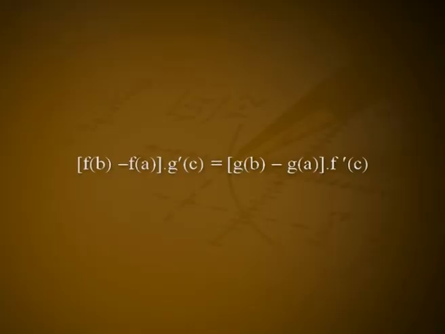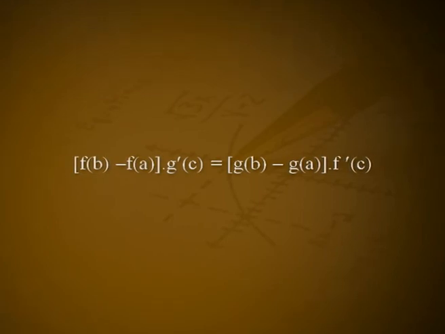Therefore, h(a) = h(b), and by the corollary to Rolle's theorem, there exists some c in the open interval (a,b) such that h'(c) = 0. Hence, (f(b) - f(a)) g'(c) = (g(b) - g(a)) f'(c). This proves the theorem.